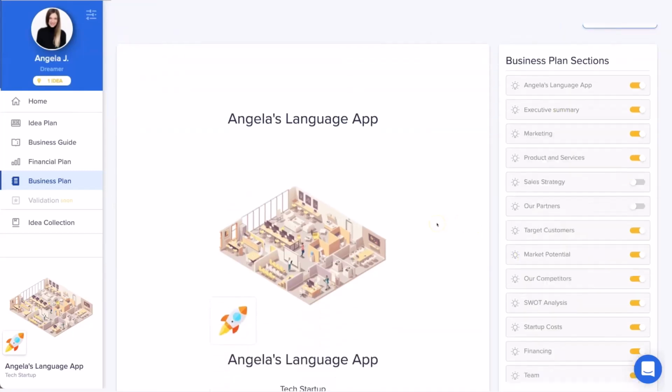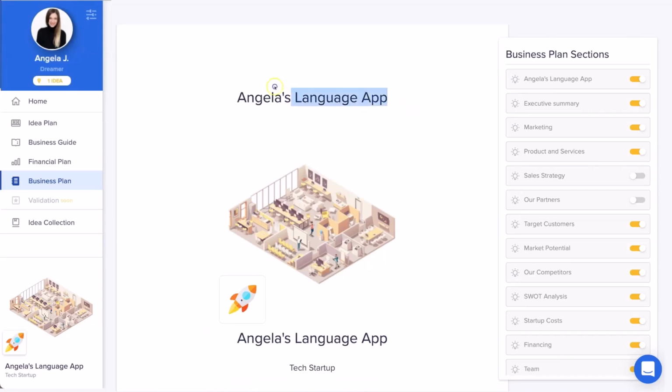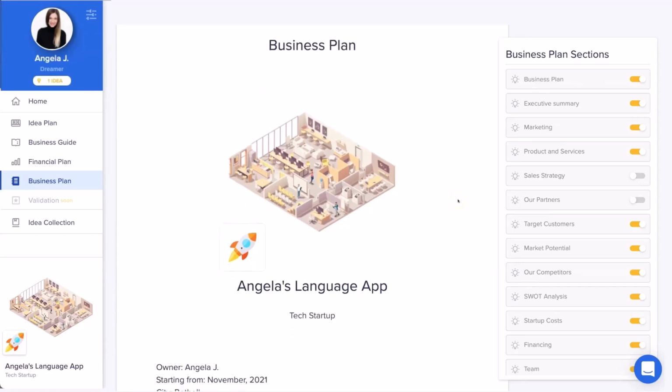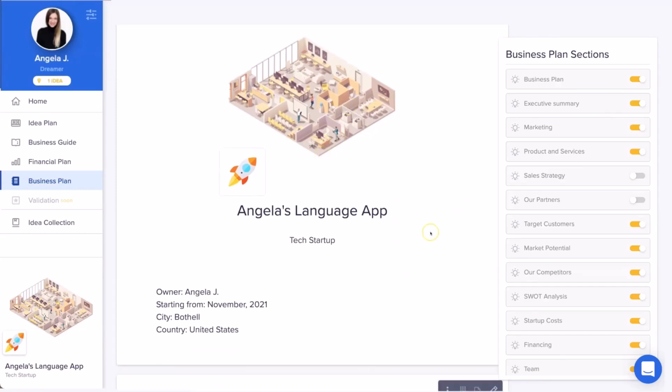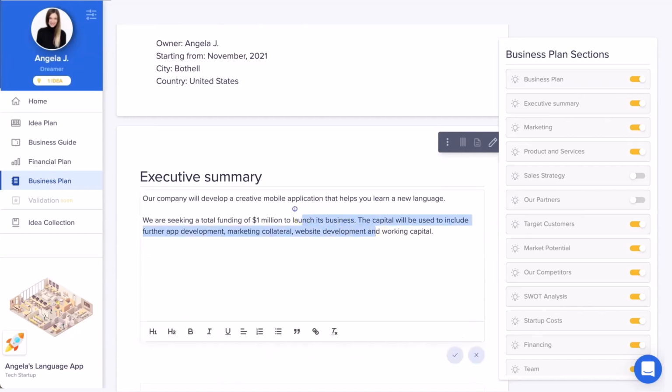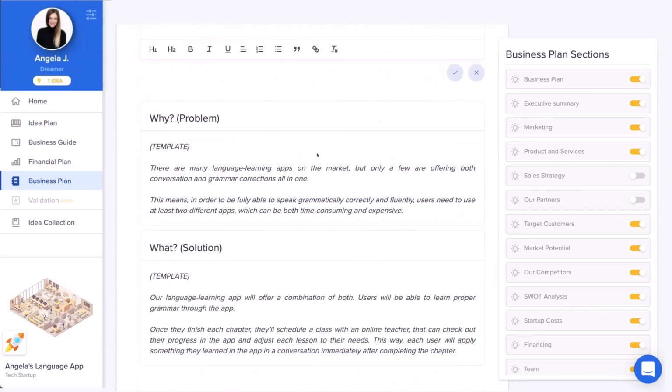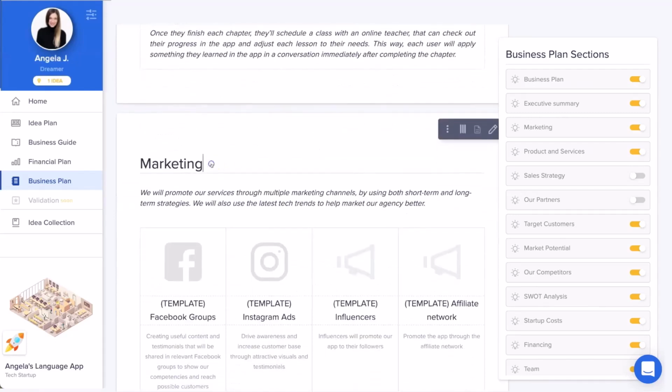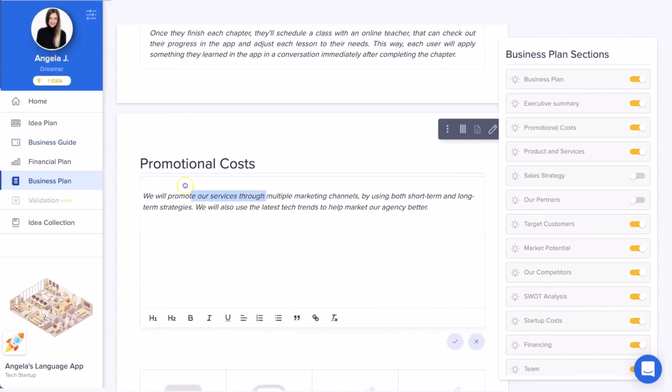And then in the business plan itself, there's also a great deal of flexibility. So you can change here. You can add in a logo, change the picture. You can add in your executive summary. You just want to go over and look at all of these pages. You can change the titles if you don't want to call it your marketing plan, if you want to call it promotional costs, or if you want to edit here.